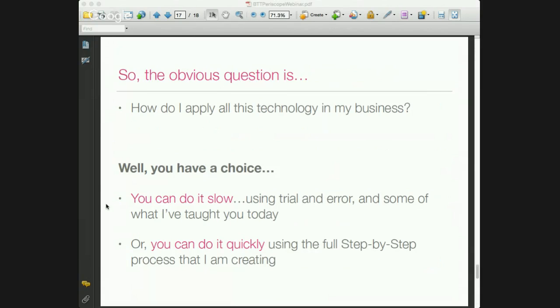So here's the obvious question. How do you apply this technology in your business right now? You have a choice. You can do it the old-fashioned way, the slow way, using trial and error, using some of what I've taught you today, figuring it out as you go along, which is what I have done. Believe me, that is exactly what I have done.